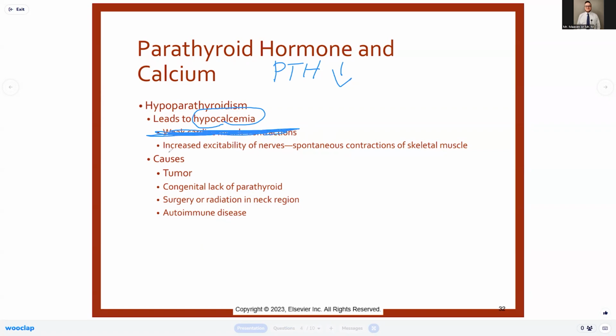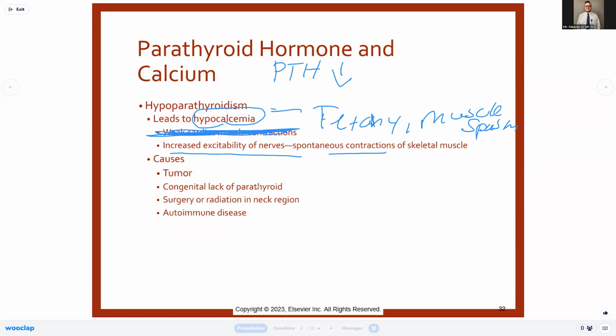So it increases excitability of the nerves, spontaneous contractions of the muscles. When you think of hypocalcemia, there's too little calcium in the blood. It's like there's too much in the cells. So it causes a condition known as tetany, where like the wrist locks up. It's going to cause jaw muscle spasms. So think of tetany, muscle spasms with hypocalcemia.